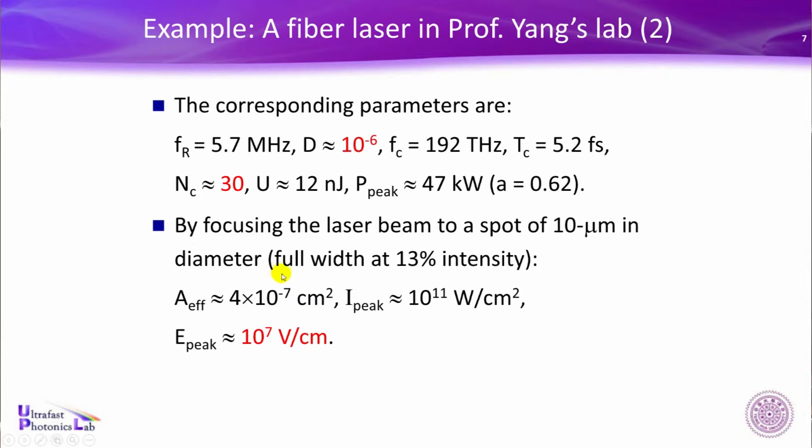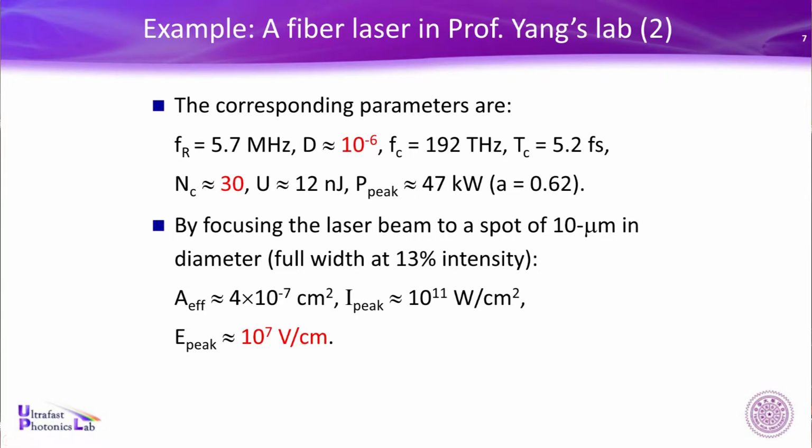You can easily focus the laser beam to this size. Then you get an effective cross-sectional area of 4 times 10 to the minus 7 square centimeters, such that the corresponding peak intensity is as high as 10 to the 11th watts per square centimeter. And the corresponding peak electric field is 10 to the 7th volts per centimeter.